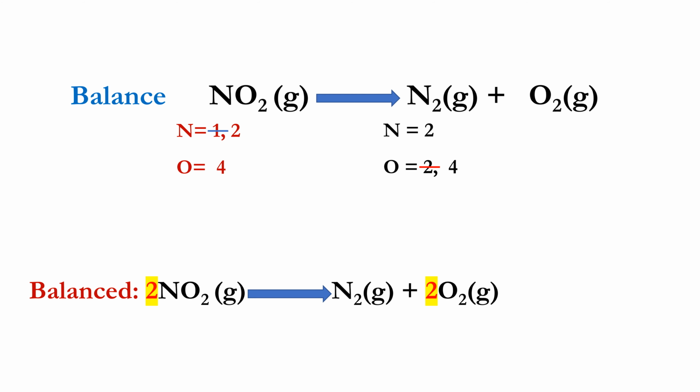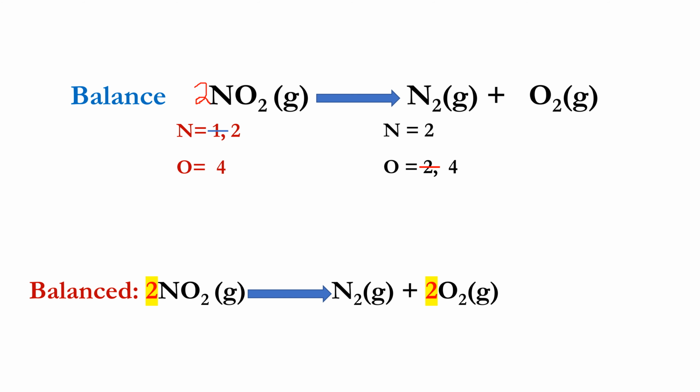So how do we balance nitrogen? If we add 2 here, then nitrogen will be balanced. So we then have 2 nitrogen atoms on the left-hand side and 2 on the right-hand side. So nitrogen is then balanced.